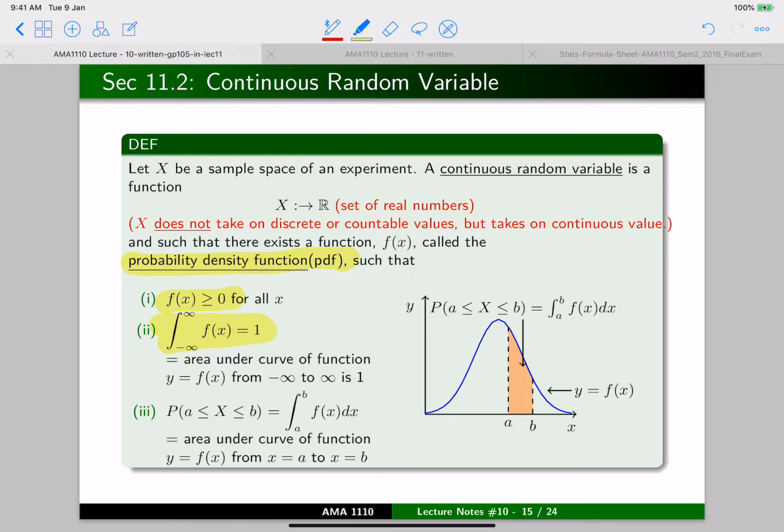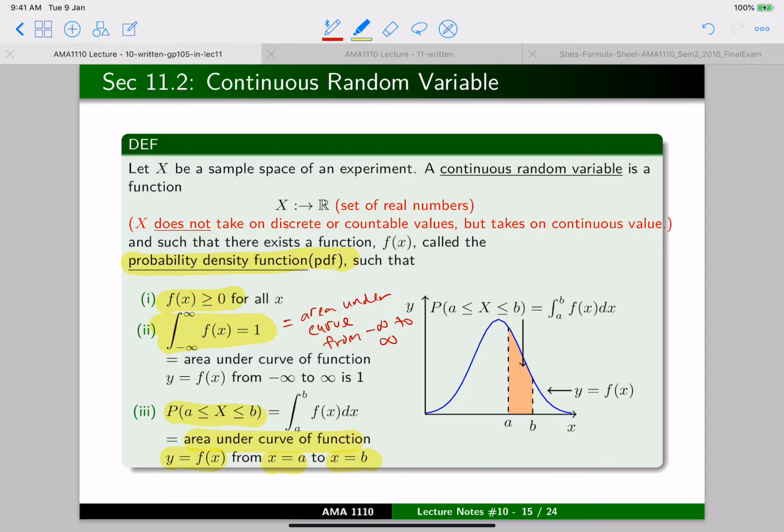So don't worry too much about the integral sign. The integral sign just means the area under the curve, from minus infinity to infinity. And the probability that X is in between a and b is given by the area under the curve of f of x from x equals a to x equals b.